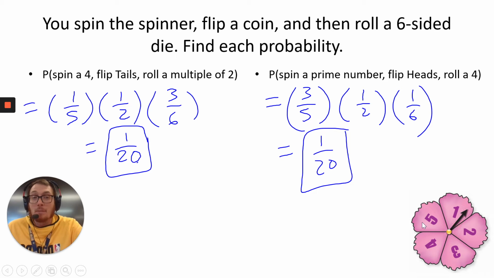Spin a prime number. Remember, the number 1 is not prime, so 2, 3, and 5, which would be 3 out of 5 numbers. Flip heads and then roll a 4. I multiply that across. You could cross simplify the 3 and the 6, for example, and you should get 1/20 as a final answer there. Notice all this is multiplying fractions together. So you just find the 3 fractions, multiply them together, and then that would be your final answer.